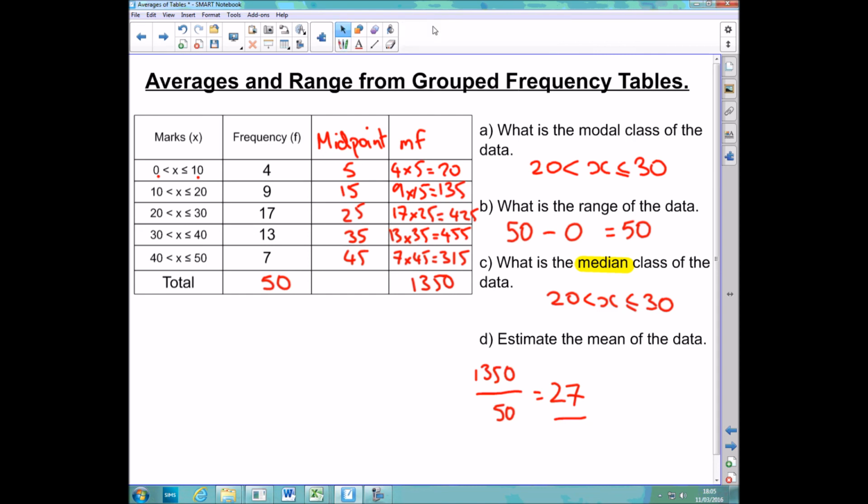Okay, so hopefully that will help you to find averages from frequency tables and grouped frequency tables. Have a go at some exam questions, and good luck.